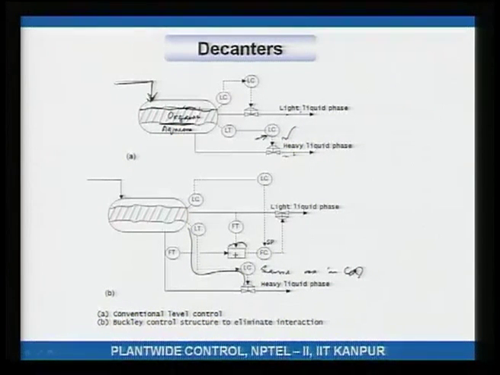So, this is the totalizer, which takes in the flow of the light stream and the heavy stream flow, and you sum it up. So, this is the total flow out. This total flow set point is adjusted by the level controller, and to keep this total flow constant, the flow controller is adjusting the light liquid flow.